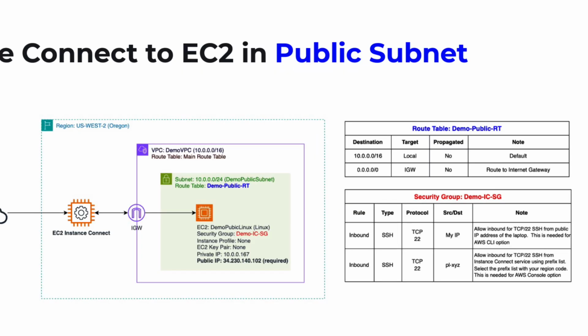The last step before launching my EC2 is to create a security group. Security group is a type of firewall that controls what type of inbound and outbound traffic will be allowed for my EC2. For the first method of connecting from the EC2 console, I will need an inbound rule that allows SSH traffic on port 22 from the Instance Connect service.